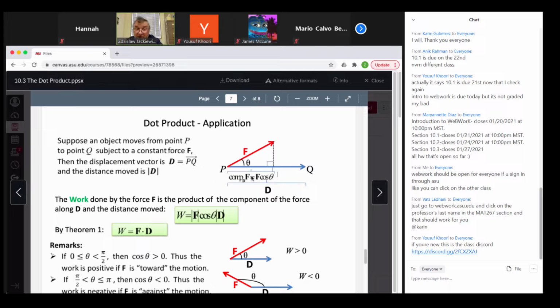So the work is F times cosine theta, that's the projection, times the distance. That's the definition of work. Yeah, the work along the straight line is force times distance. The force which is doing the work is this component. So you have work is F cosine theta D.